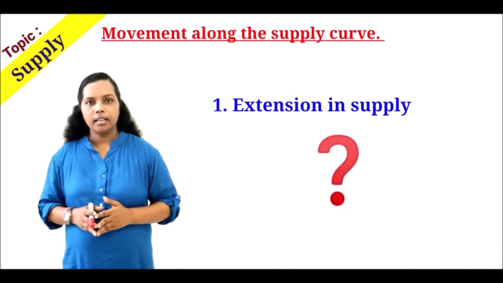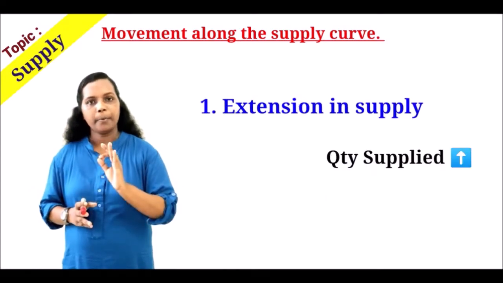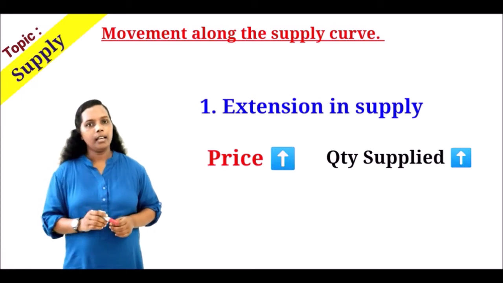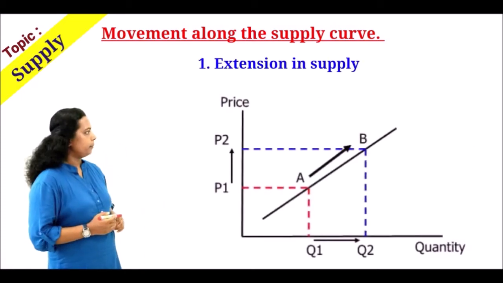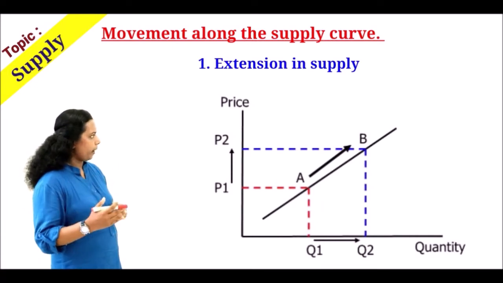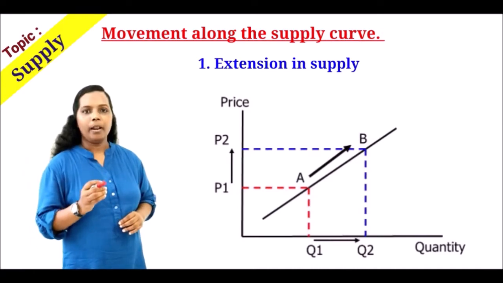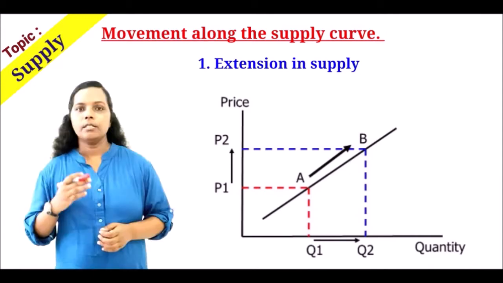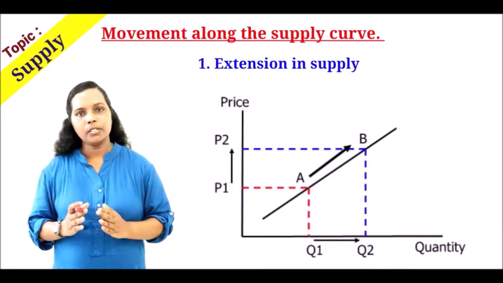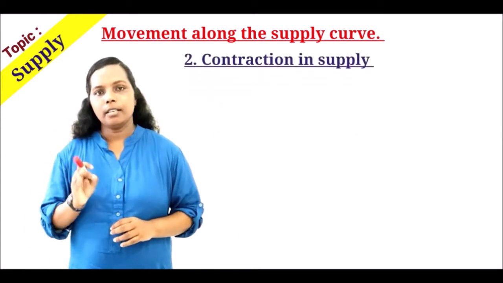As we discussed earlier, the producers are more willing to supply a larger quantity when the price is high. An extension in supply can be explained with the help of a diagram. Please look here. If the price rises from P1 to P2, the supply will expand from point A to B. The quantity supplied increases from Q1 to Q2. So, extension in supply means a rise in the quantity supplied is caused by a rise in the price of the product itself.